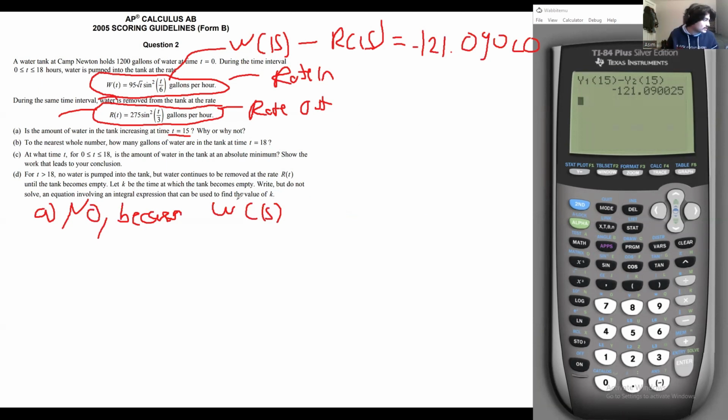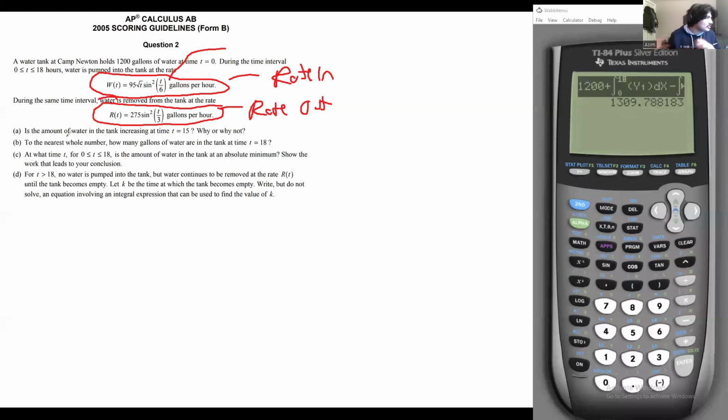So let me just erase this. Alrighty, question number B. To the nearest whole number, how many gallons of water are in the tank at time t equals 18? So guys, first of all, initially we have 1,200 gallons of water in our tank. So you have to consider that. After that, we have our rate in and rate out, but we don't have the amount of water. How can I find the amount of water at time t equals 18? So basically, guys, we're taking the integral of the rate in from 0 to 18, since we're taking until time 18.